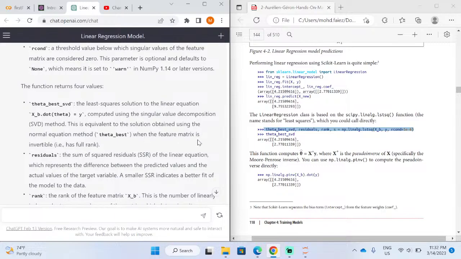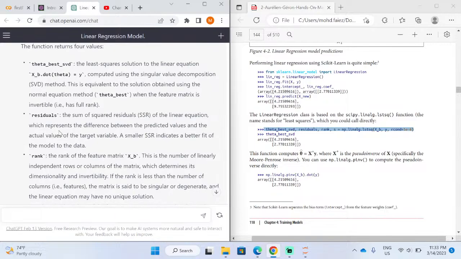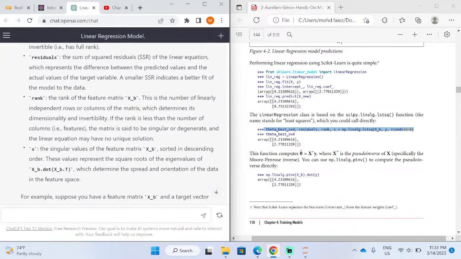This is equivalent to the solution obtained using the normal equation method, theta_best, when the feature matrix is invertible, that is, has full rank. Residuals, the sum of squared residuals (SSR) of the linear equation, represent the difference between the predicted value and the actual value of the target variable. A smaller SSR indicates a better fit of the model to the data.